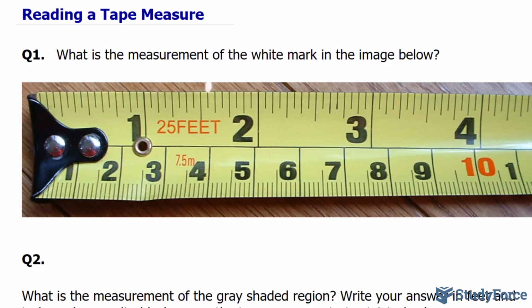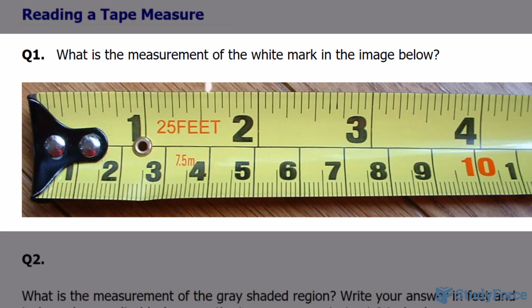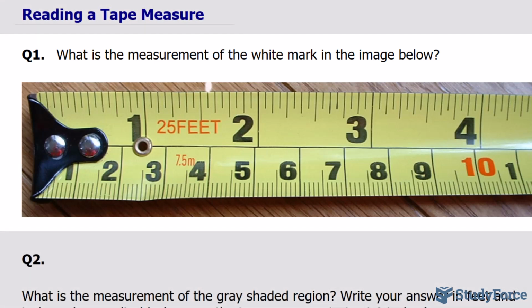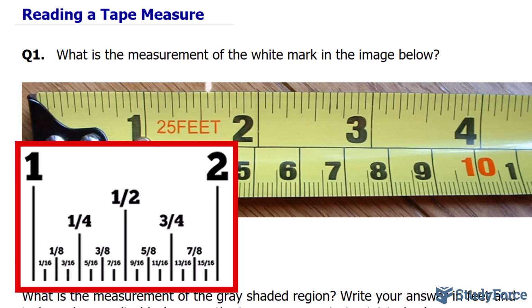Let's look at a few examples on how to read a tape measure. And for the sake of simplicity, we'll be focusing only on the inch unit. Question number 1 asks, what is the measurement of the white mark in the image below? Now before we get started, remember that in a typical tape measure, as you see here, an inch is subdivided into 16 intervals, each marking 1/16 of an inch.